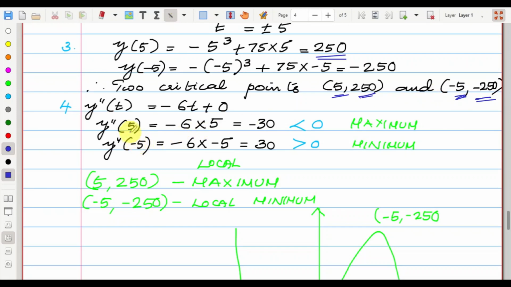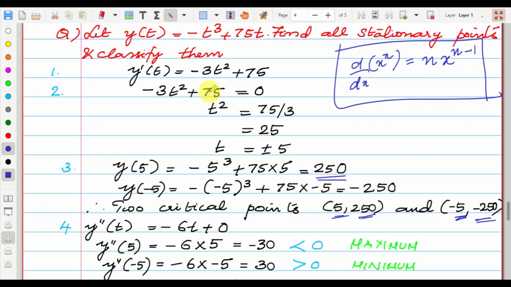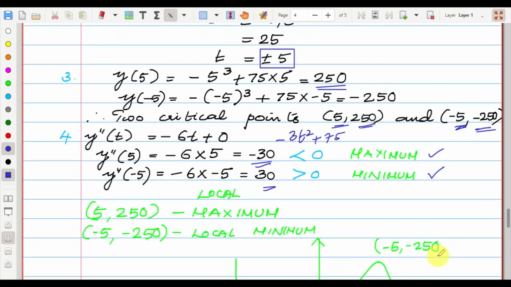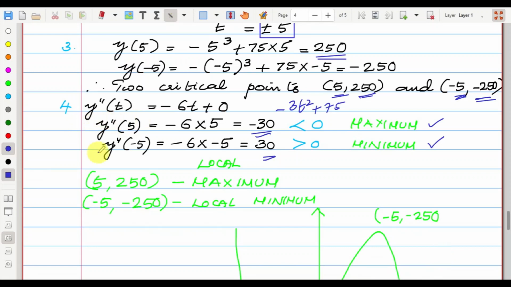Next step is to find the second derivative, y double dash of t. We need to differentiate minus 3t square plus 75. Differentiating this we get minus 6t plus 0. Next we substitute the values of t, which we already know are 5 and minus 5. Substituting the values, we get minus 30 and 30. Minus 30 is less than 0, so that point is a maximum. 30 is greater than 0, so that point is a minimum. So we have 2 points.